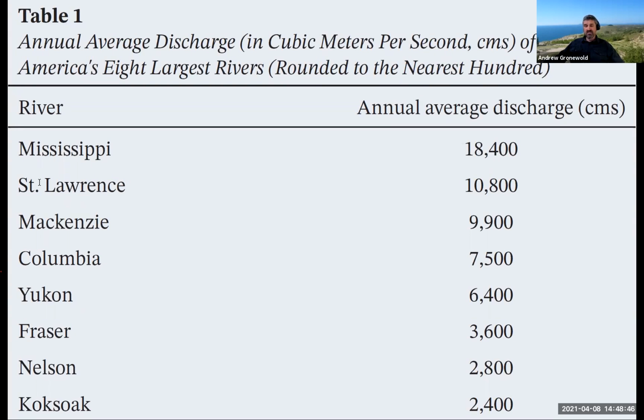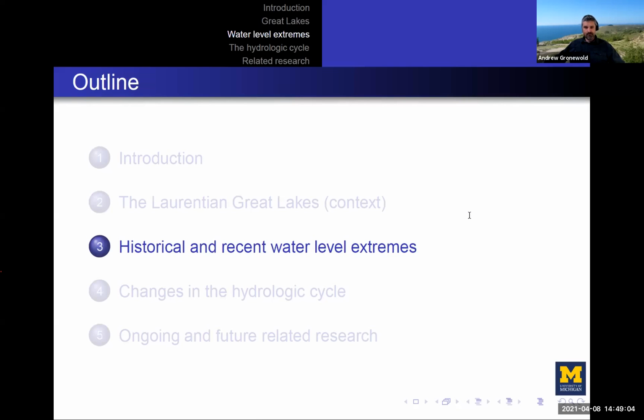But the St. Lawrence is the second highest river discharge off the continent, followed by the Mackenzie, the Columbia, and the Yukon, and then these other large rivers in Canada. We think it's helpful to put the St. Lawrence River system into this context so that people on a continental and a global scale understand just how much water is flowing through the system.